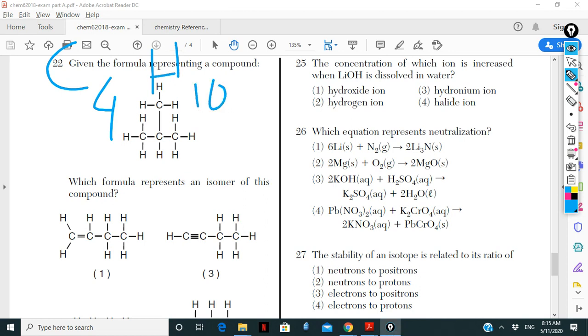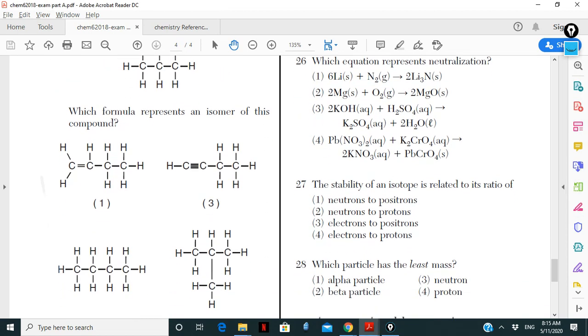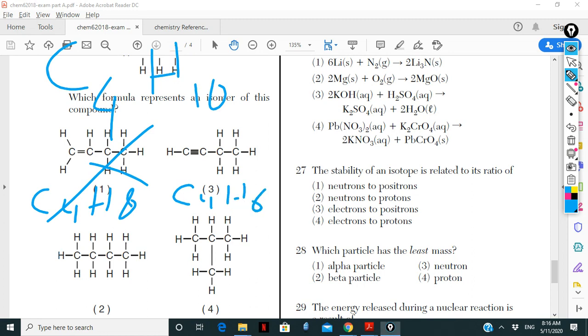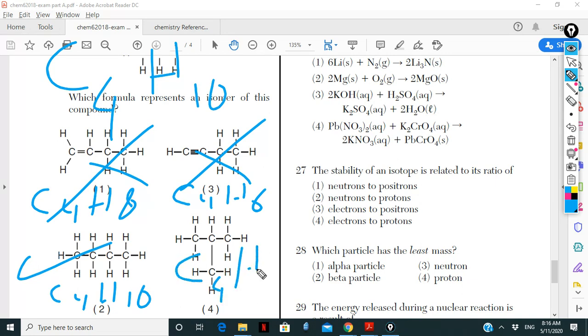H10. Now I'm going to count every compound; the one that gives me the same number is going to be the answer. For number 1, it's C4H8, so it's incorrect. For number 3, it's C4H6, so it's incorrect. This one is C4H10, so that's correct. Now I'm going to look at the last one. C4, H10. That's also correct. So I have 2 compounds.